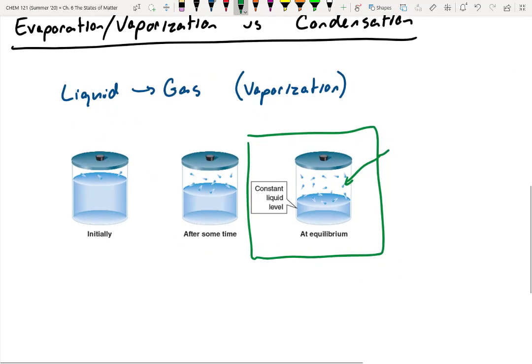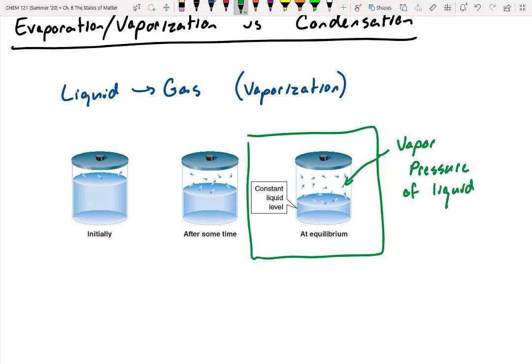And this gas up here has pressure. So this is called the vapor pressure of the liquid. So all liquids have this, right? If you think about having a closed bottle of water, not all of the water in that water bottle is going to be in the liquid phase. In fact, some of it is going to be up in that headspace of the water bottle.